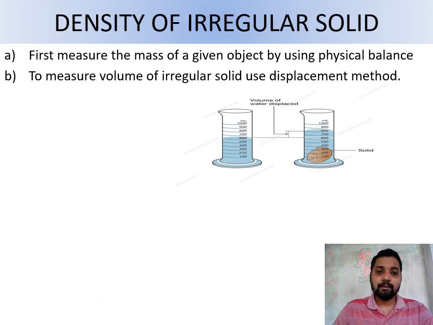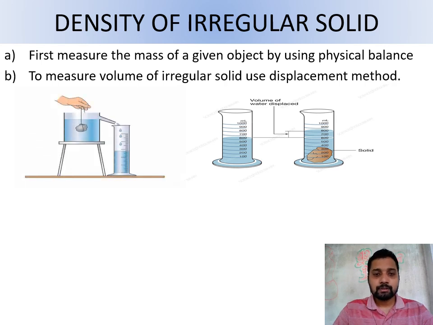Or we can use another method by using our Eureka can. In Eureka can, first we'll keep the liquid up to the top, up to the full line, then we'll keep the object inside. Once the object will go inside, liquid will rise. That liquid when it will rise through the spout, it will come out. And here we'll keep one measuring cylinder. So how much amount of liquid will come inside? That is the volume of this irregular solid. So irregular solid volume also we can measure by using Eureka can.